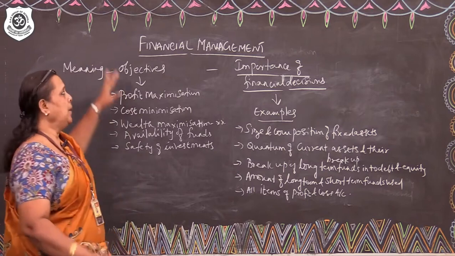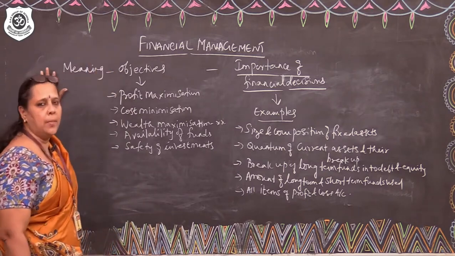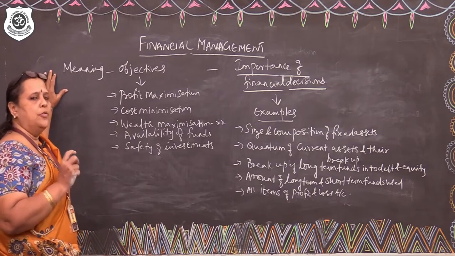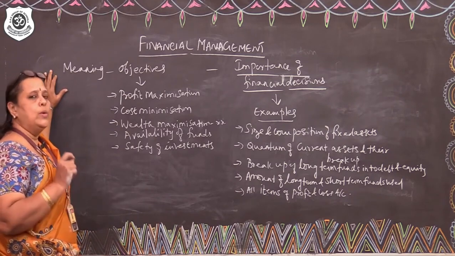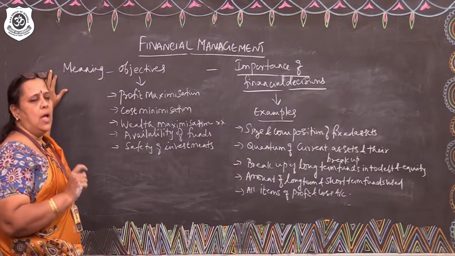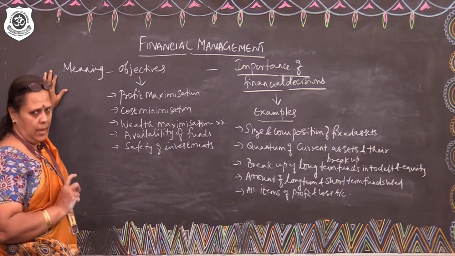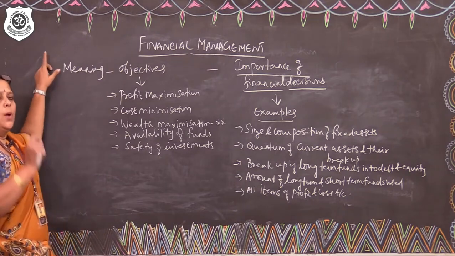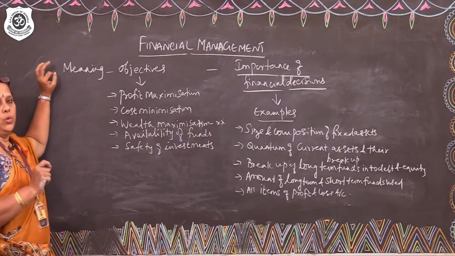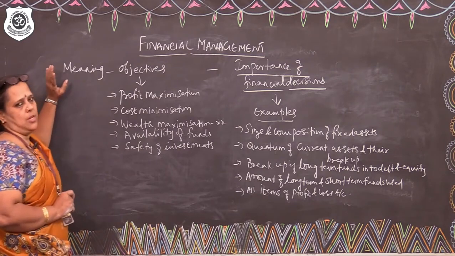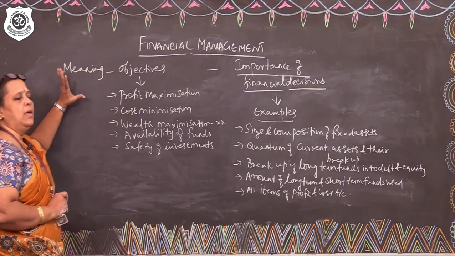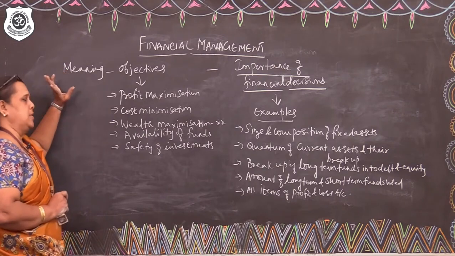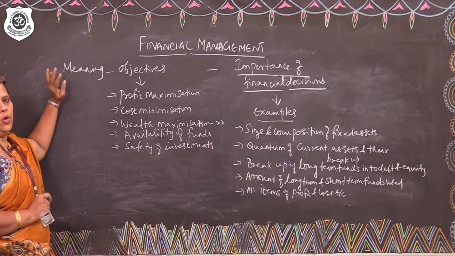Now, coming to the lesson, meaning of financial management. What do you mean by financial management? To put it in very simple words, financial management is that portion of management which is concerned with procurement of funds and their optimum utilization. I repeat, it is that part of management which is concerned with procurement of funds and their optimum utilization. Now, what are the objectives of financial management? Financial management basically talks about profit maximization, cost minimization, wealth maximization, availability of funds and safety of investments.